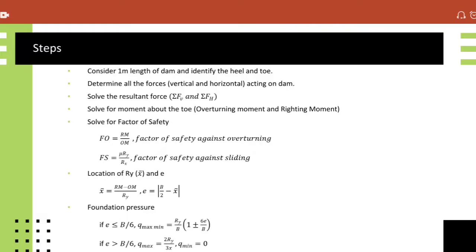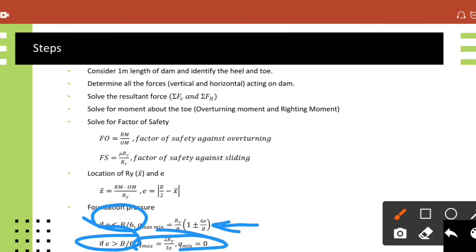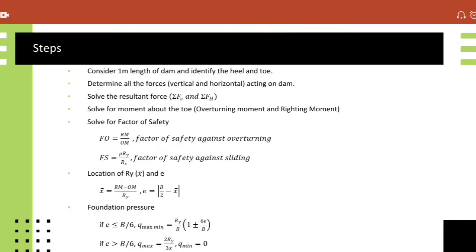Muna yung foundation pressure. Dalawa yung magiging formula mo. Kailangan mo munang alamin if e is less than or equal to base divided by 6. Kapag base over 6, if e is less than or equal to base over 6, ito yung magiging formula mo. If ever e is greater than b over 6, ito yung magiging formula mo. And then, take note that makikita nyo dito, q min will automatically be equal to 0. So, let's proceed to sample problem na.